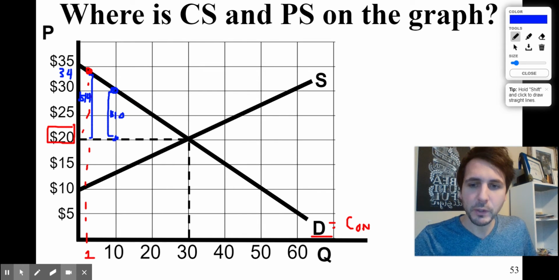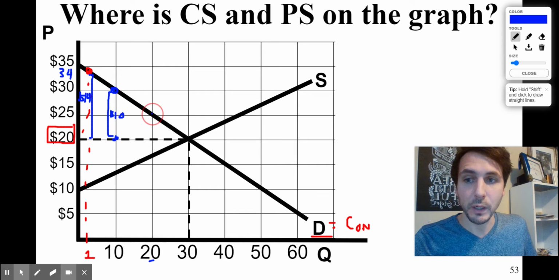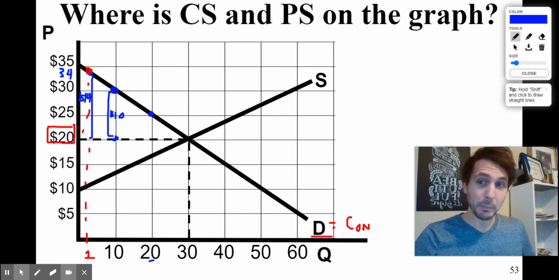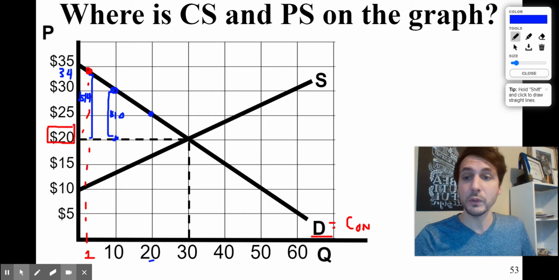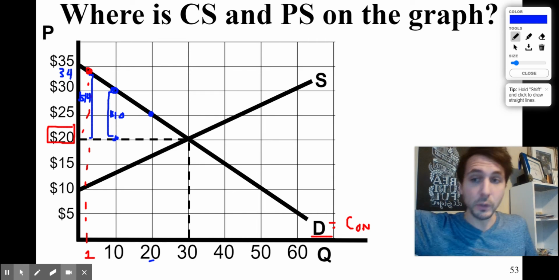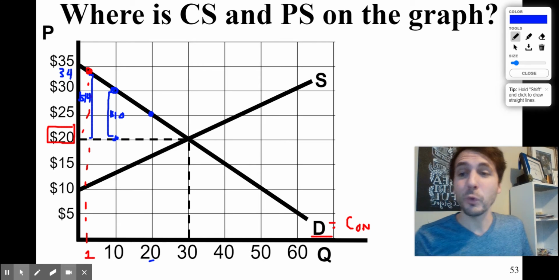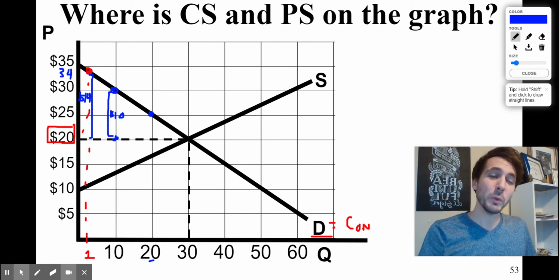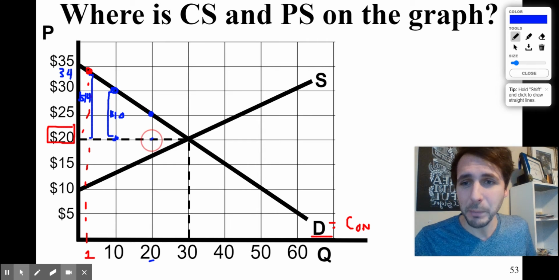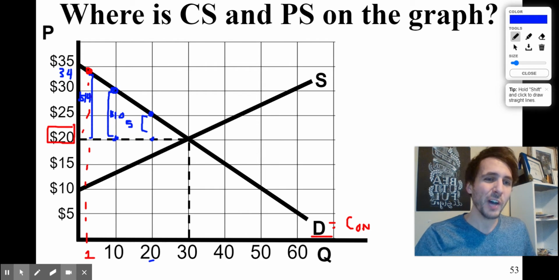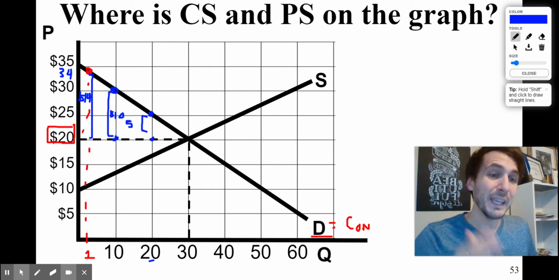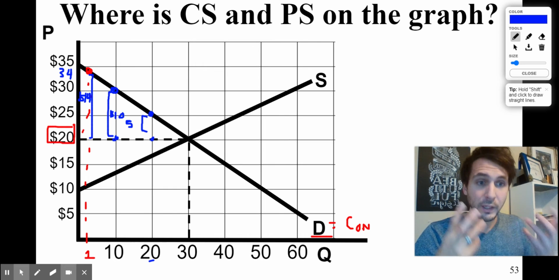Okay. I jump up here to, at a price of $25, 20 people are willing to buy it at that price. It includes all the people before. It includes the first person who's willing to pay $34. It includes all 10 people who are willing to pay $30. Now we have a quantity of 20 people willing to pay $25. Do they have to pay $25? No, they do not. They pay $20. The difference there is the $5. $5 times 20, we have $100 of consumer surplus there, and on it goes.